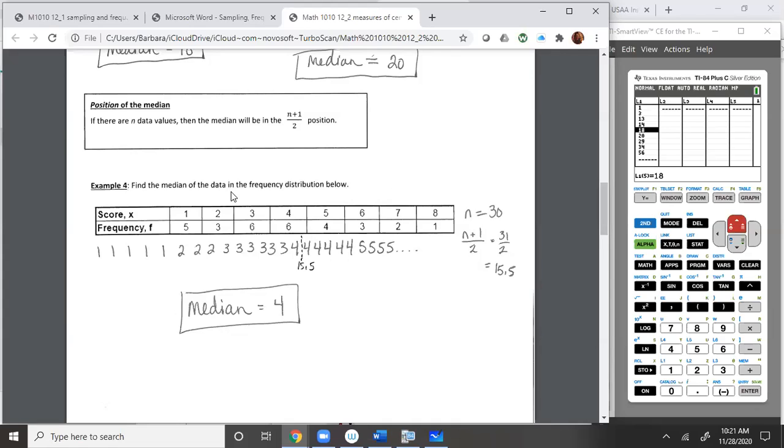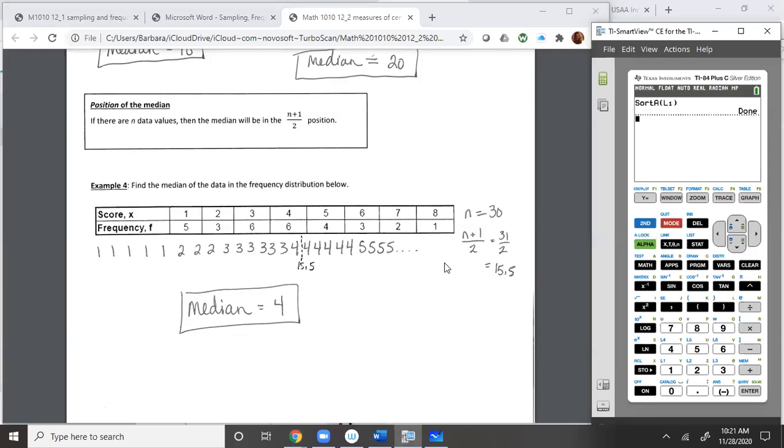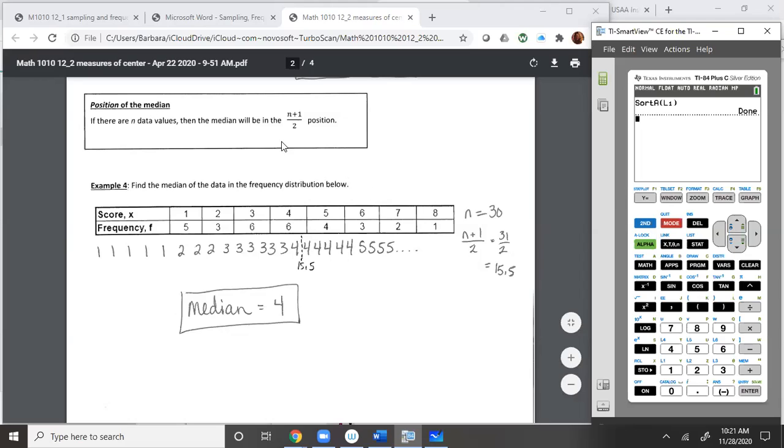So what we need to do is find the middle. First, we're going to add up all the frequencies. 5 plus 3 plus 6 plus 6 plus 4 plus 3 plus 2 plus 1. When you do that, you get a total of 30, okay? So to find the median, we add 1 and divide by 2. So 30 plus 1 divided by 2 is 15.5.